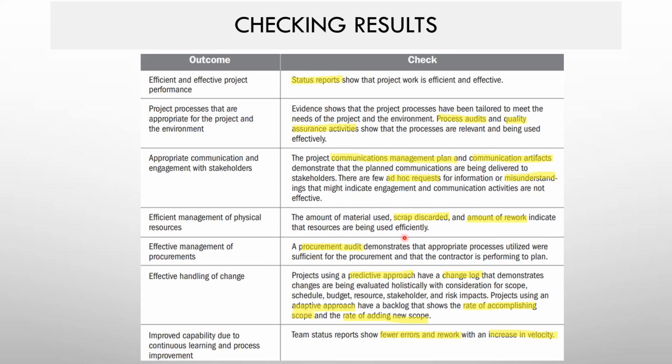How do I check the efficient management of physical resources? The amount of material used, scrap discarded, and amount of rework indicate how efficient you are. By doing a procurement audit, you know how effective you are in procurement processes. How do you measure the effectiveness of handling changes? In a predictive approach, have a change log, evaluated holistically with consideration of all the constraints. Have a change control board, evaluate, go for additional funding, get approval, and go ahead. If it is an adaptive approach, have a backlog that shows the rate of accomplishing scope and the rate of adding new scope.